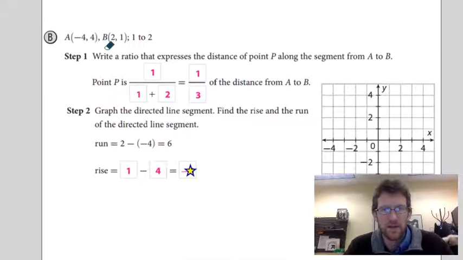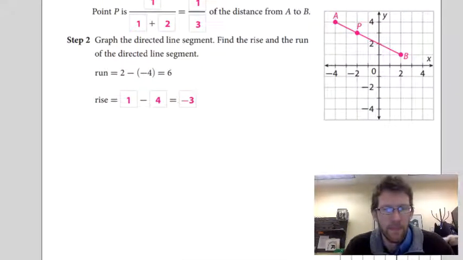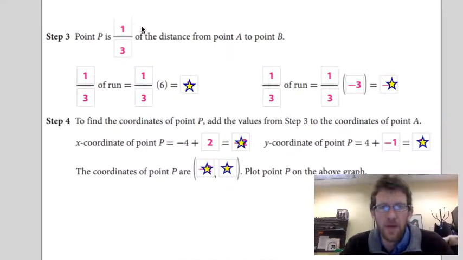The run is the difference in x's. The rise is the difference in y's. So that's 6 and -3. I'll put the graph up here. There you go. All right, and we know that point P is 1/3 of that distance, so we can multiply 1/3 times both the rise and the run.